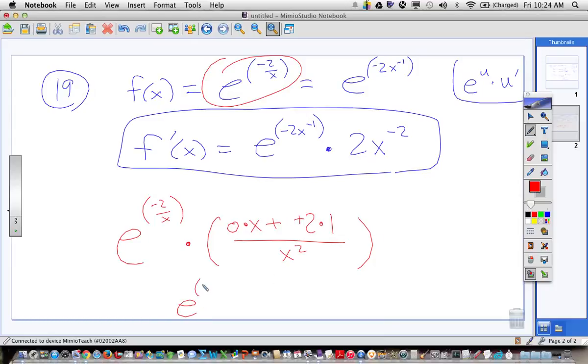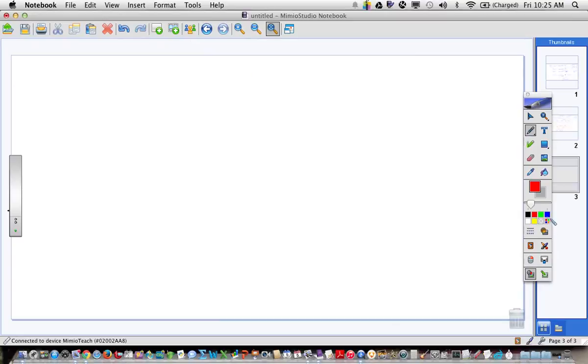So we have e to the negative 2 over x times, what was that? 2 over x squared. And is that the same as what we have here? It's the same thing. So I'm fine. That's no problem. Do that. It'll work. It should get you the same thing. The key is, do you do the quotient rule? As long as you do, you should be fine. Okay, what else?